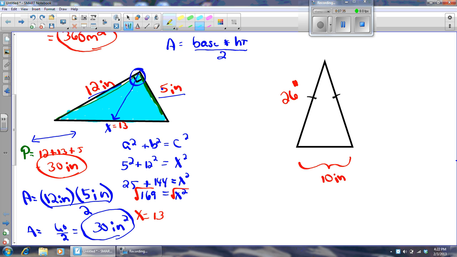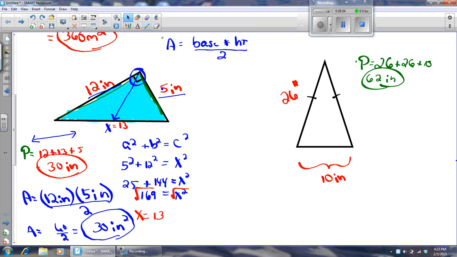Okay, so let's move on to this next triangle. Let me get off highlighter mode. All right, and I'm going to do perimeter. I have an isosceles triangle here, and it looks like those two sides are both 26. So my perimeter is going to be 26 plus 26 plus 10, which ends up being 62 inches. And so there's my perimeter.